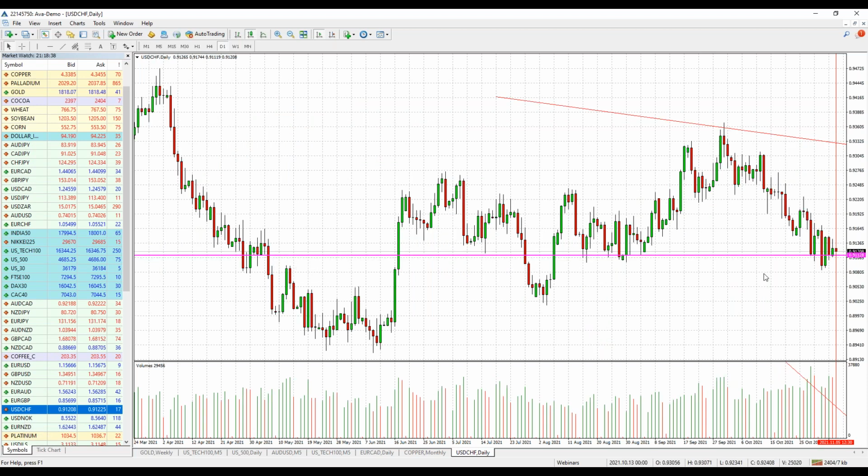Dollar Swiss franc is holding strongly. USD CHF 91.12 level is holding, and let's see if the uptrend continues from here. There's a lot of fights going on for this level, so let's see what happens here.